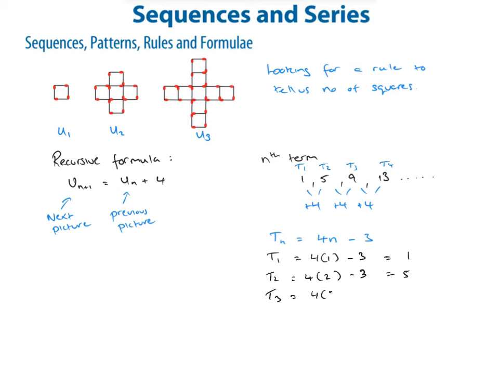So it's 4 times 3 minus 3 is equal to, well, 4 3s are 12. 12 take away 3 is equal to 9. So this appears to work for this rule. Okay, we'll just have a look at a few more examples on the next slide.